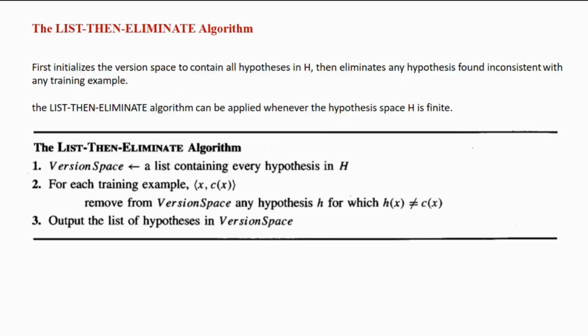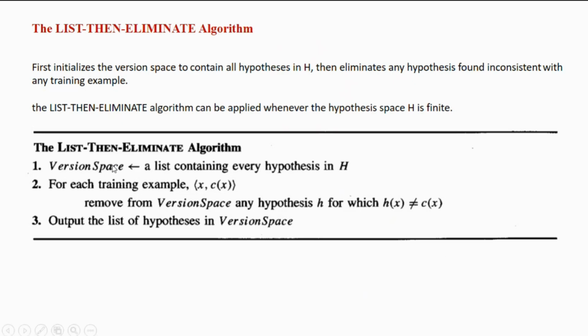There is a very simple algorithm called the List-Then-Eliminate algorithm, which helps us find the version space. List-Then-Eliminate is the simplest algorithm used to understand how the version space is constructed. Here, all the inconsistent hypotheses in the hypothesis space are eliminated and only the consistent hypotheses are kept. That is the major logic behind the List-Then-Eliminate algorithm, and that is what is explained in this algorithm.